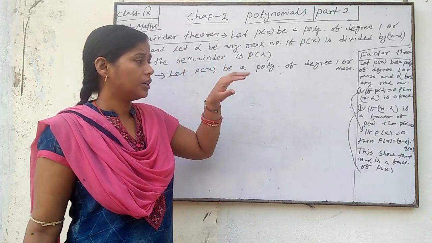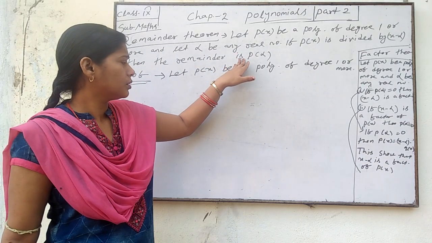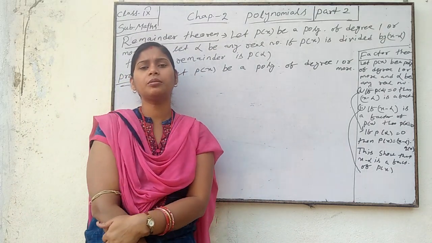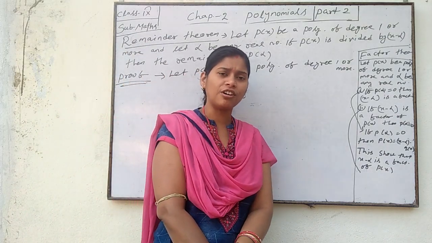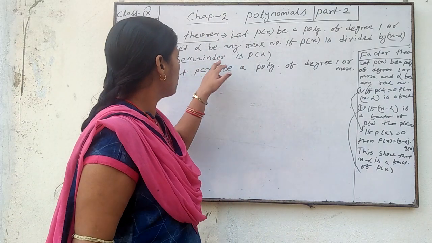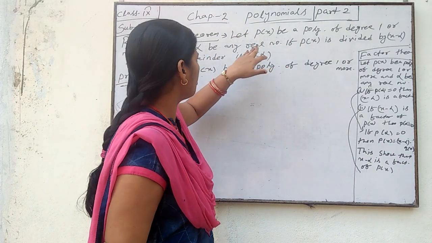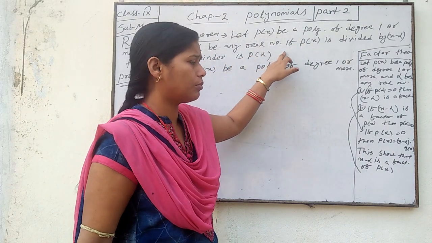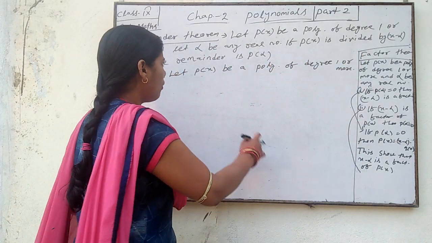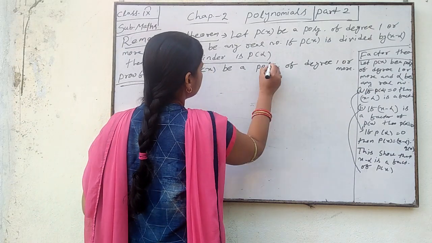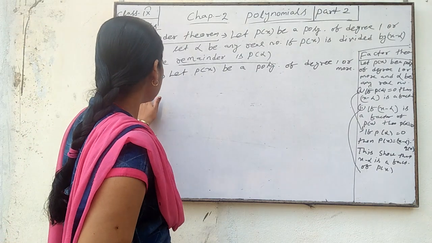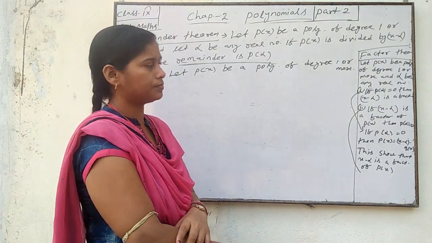Now recall, in the values of a polynomial we discussed that if alpha is any real number, then by putting alpha in place of x, p of alpha is the value of that polynomial. In the same way, here alpha is any real number, and if p of x is divided by x minus alpha, what is left? The remainder left is p of alpha. Now we'll discuss the proof of this theorem.